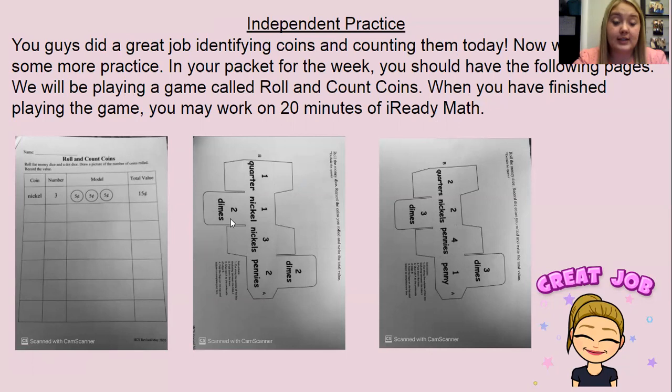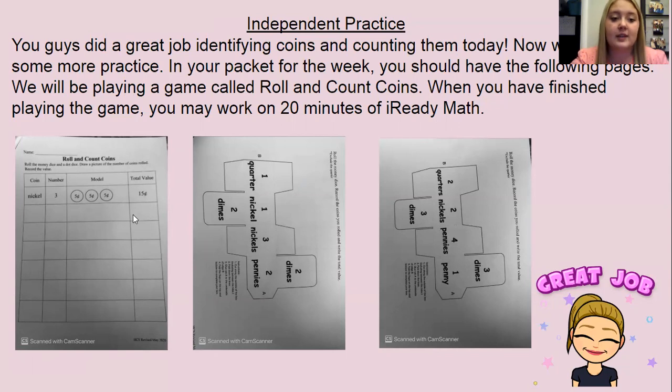So what you're going to do is you're going to write what coin you get in this box, and write how many. So for example, this says 2 dimes. So you would write a dime here, then you would write the number 2 because you got 2 dimes. And you're going to draw 2 dimes for me. And when we draw our coins, we can just put a circle and then put how much they are worth. So right here, the example says 5 cents. So they are counting nickels.